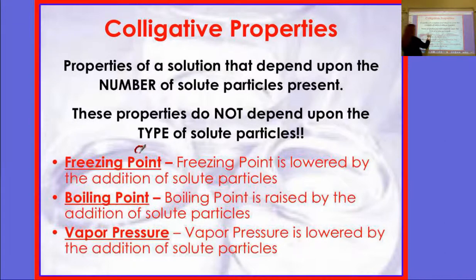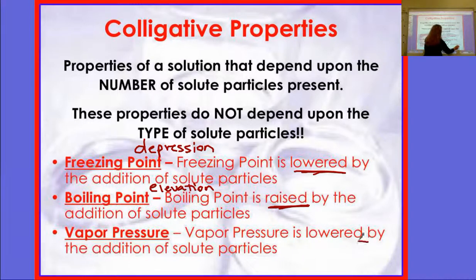Freezing point. It's called freezing point depression because as you add more and more solute particles, the freezing point is actually decreasing. The second one is boiling point elevation because as you add more and more solute particles, the boiling point is increased. And vapor pressure, if you add more and more particles, your vapor pressure goes down as well. How does this happen and why?